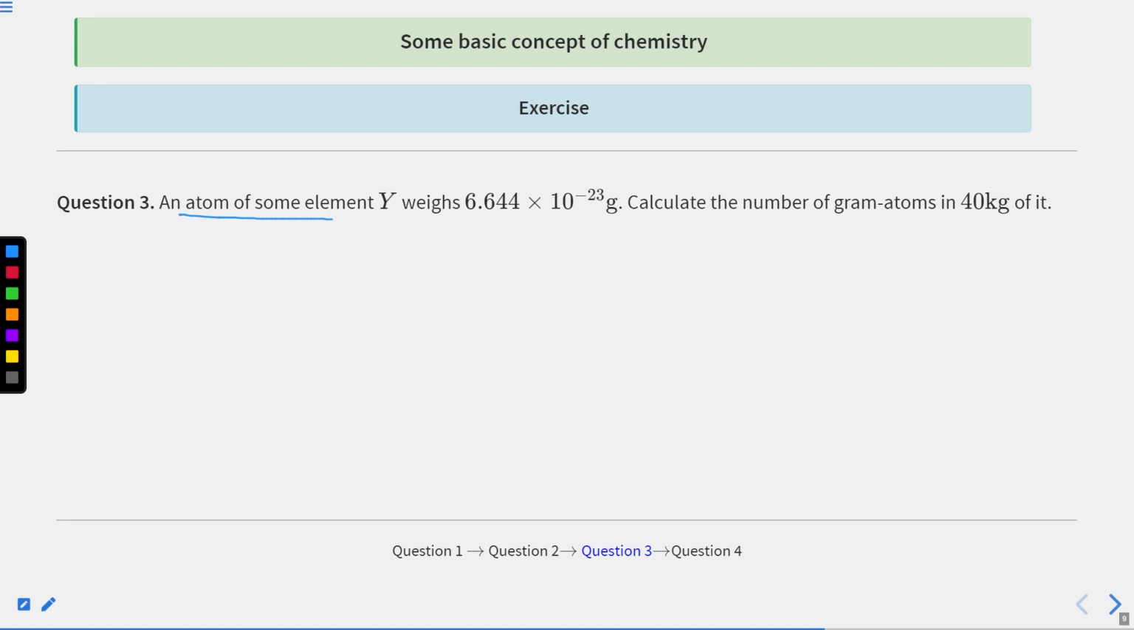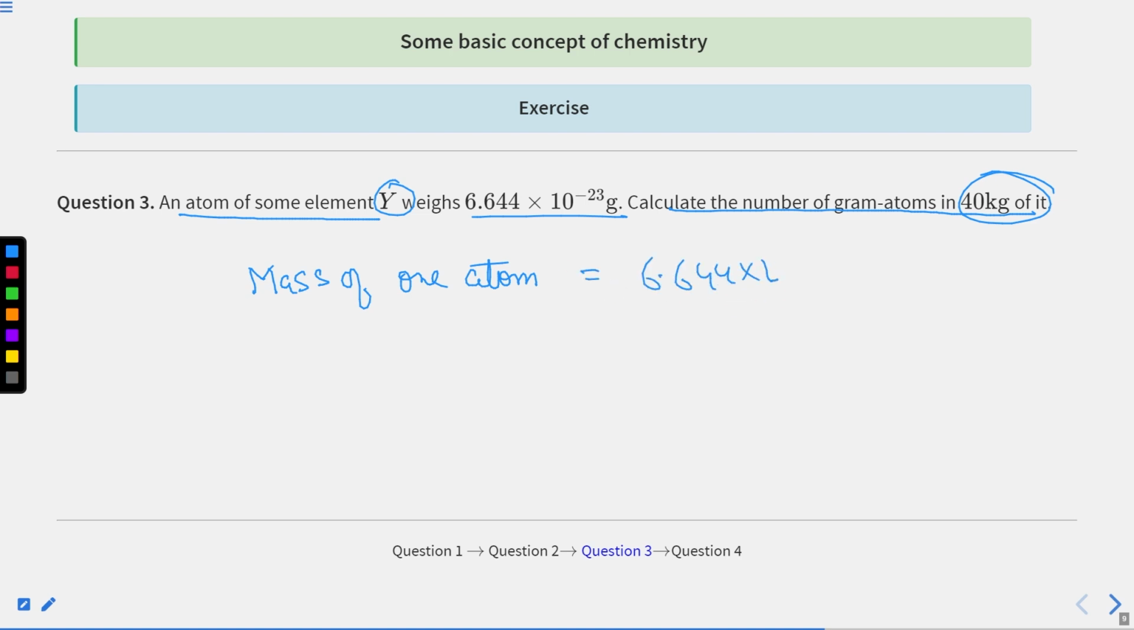Next is, an atom of some element Y weighs this much. Calculate the number of gram atoms in 40 kg of it. What is written is that the atom of some element Y means the mass of one atom is given. The mass of one atom is given as 6.644 x 10^-23.